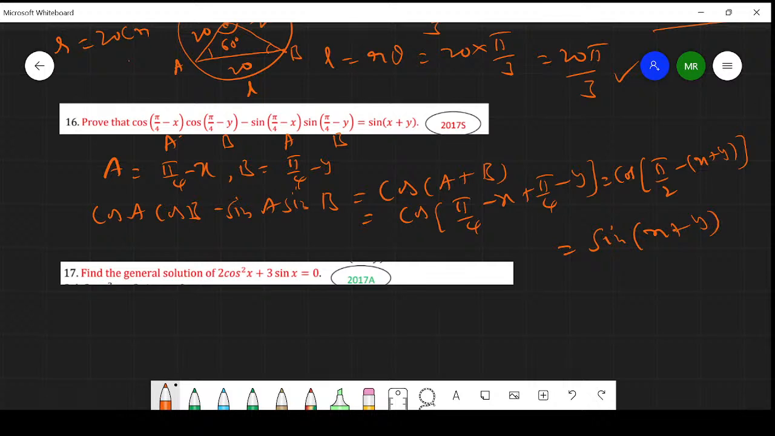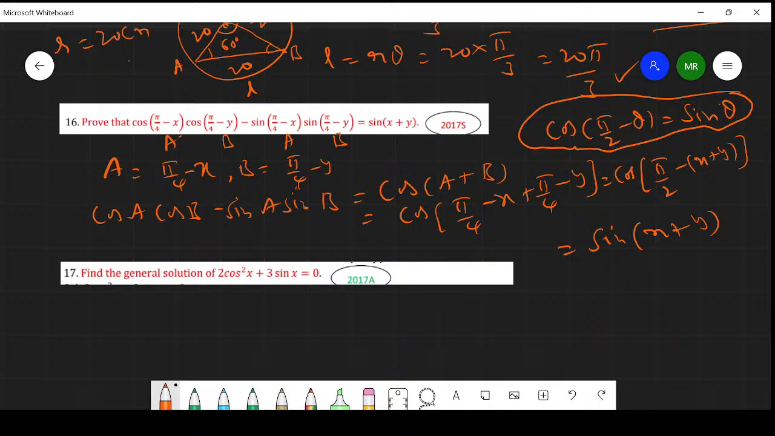Sir, how is that? The reason is cos 90 minus theta is sin theta. Remember that: cos 90 minus theta will be sin theta. You remember this point. That is the reason I have done this.